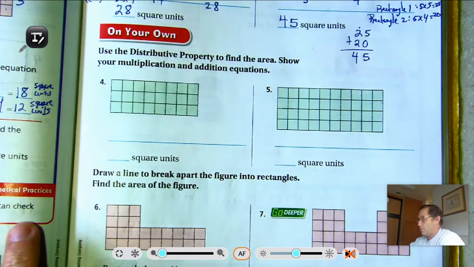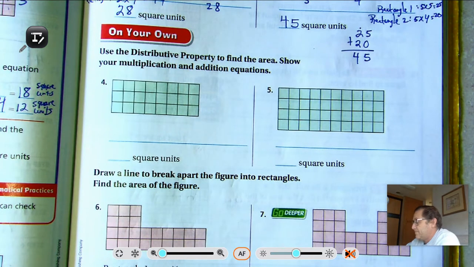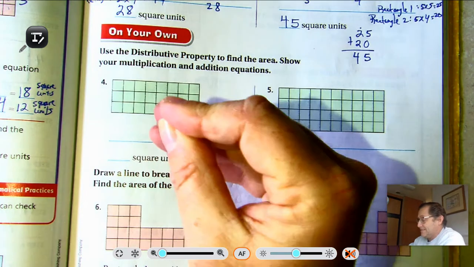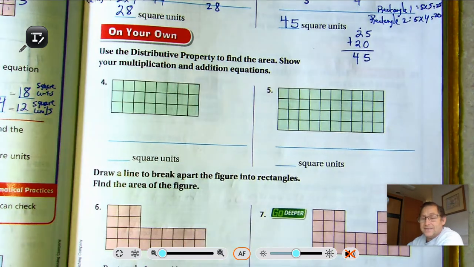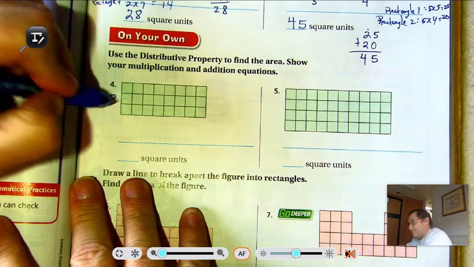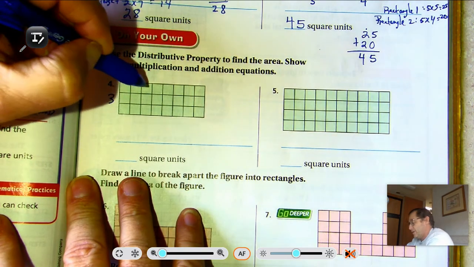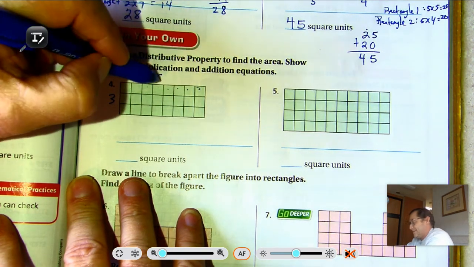All right, number 4. Use the distributive property to find the area. Show your multiplication and addition equations. So don't let the word distributive property scare you. It basically means take one of the addends and make it into a smaller number and multiply. So this is a 3. That's not a bad factor, right? 3 is pretty nice. 1, 2, 3, 4, 5, 6, 7, 8.